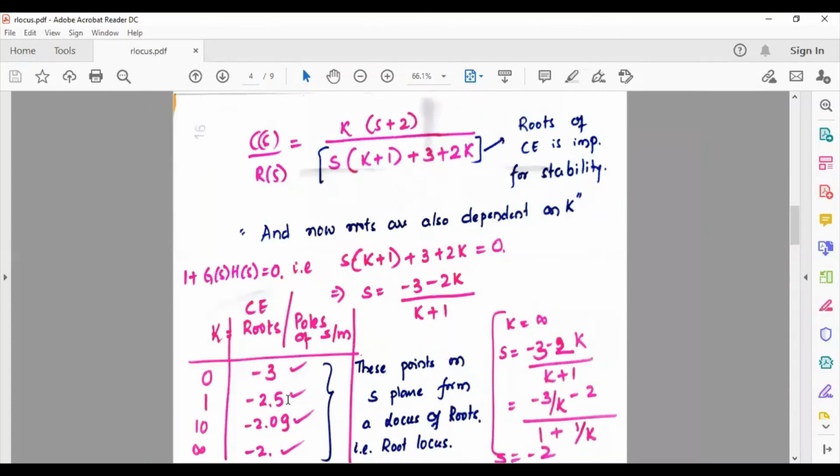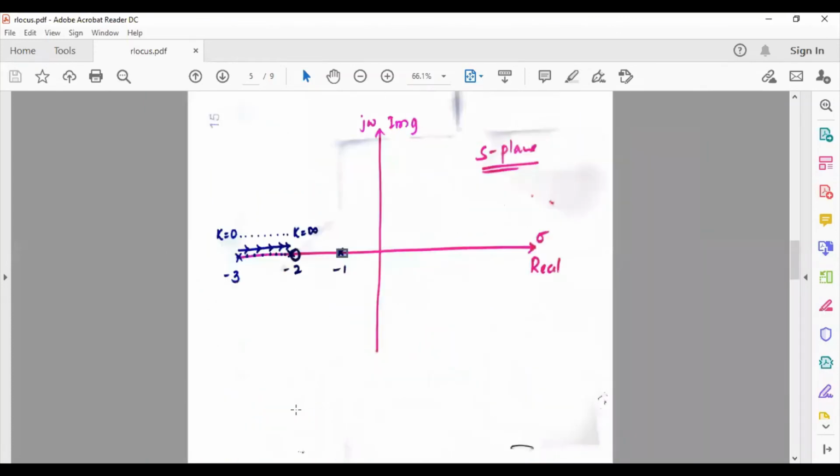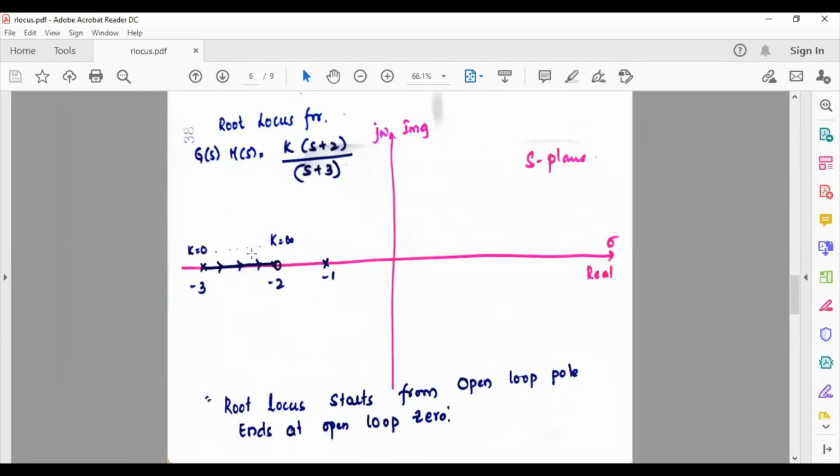And here we have a locus of points. Let me denote them one by one: 1, 2, 3. It starts at minus 3, goes something like this, and finally at infinity we have minus 2. It starts at k equal to 0 from minus 3. This is the locus of roots. If there had not been any k term, then we couldn't draw this locus. That's it. So how does it look in the next level?